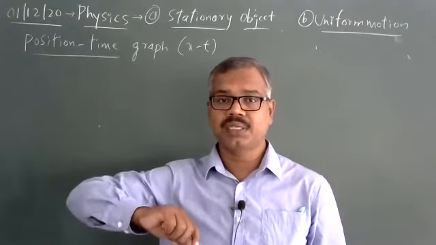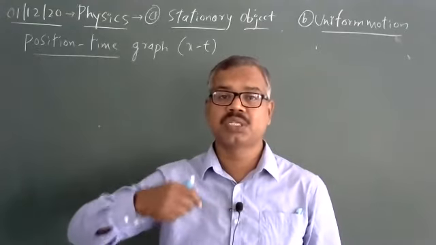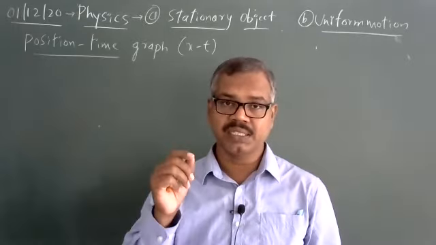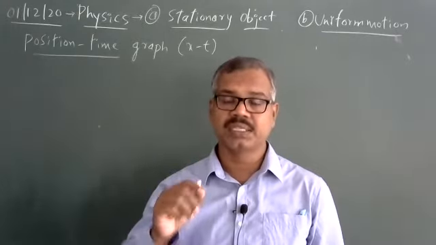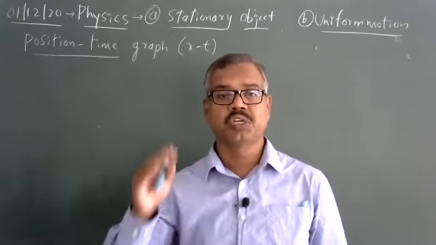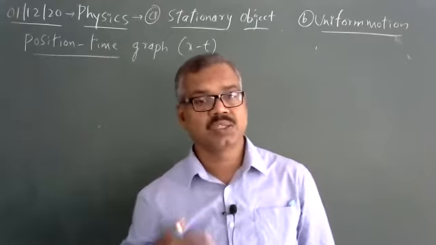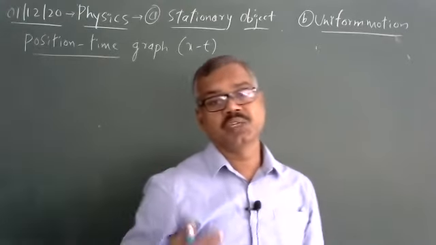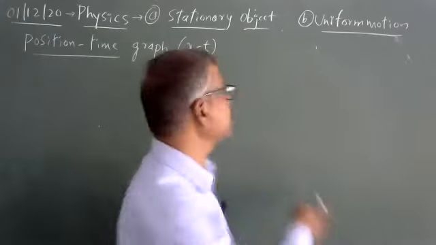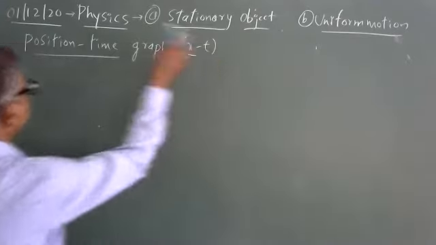This chapter is concerned with motion in a straight line, which means an object is restricted to move along a particular direction. In the XT graph, the object moves only along that direction, which is called the X axis, and position coordinates are taken along the X axis. That's why it is the XT graph: X talks about position, T talks about time.